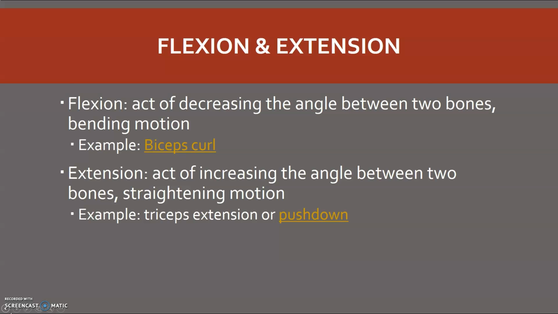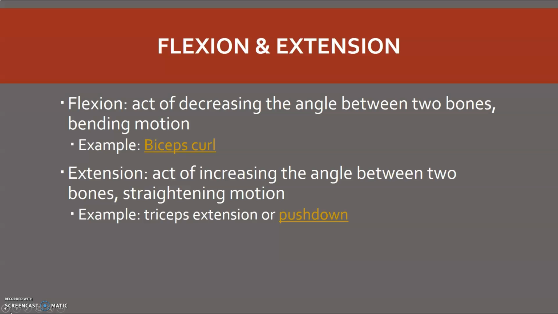So flexion is defined as decreasing the angle between two bones, essentially bringing two bones closer together. It's a bending type motion. An example of an exercise that involves flexion is the biceps curl. If you had some weights in your hands and your arms were extended down by your side and you were to curl those weights up, that would be a bicep curl. You'll notice as we go through these slides, you're going to see some hyperlinks for these exercises. So I encourage you to click on those to give you a better idea of what we mean.